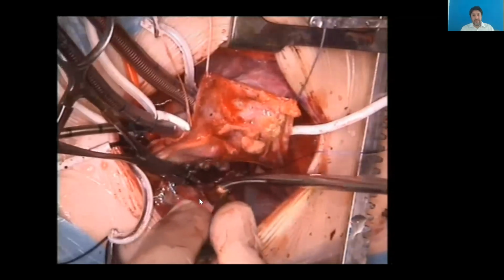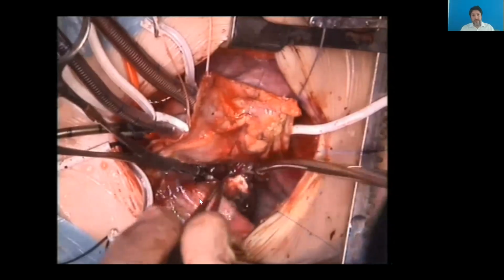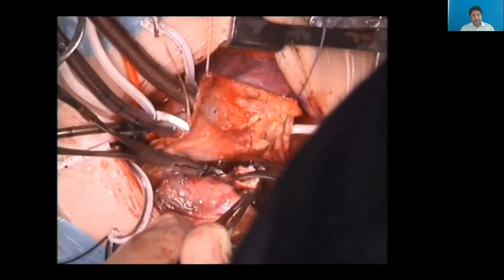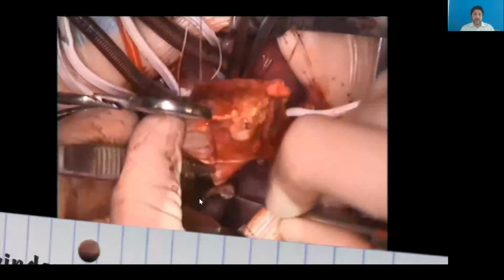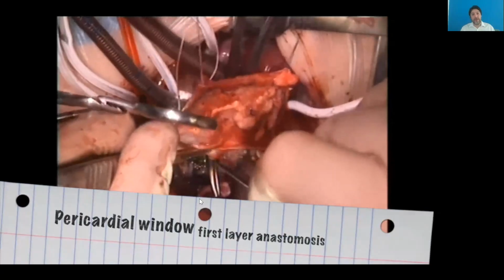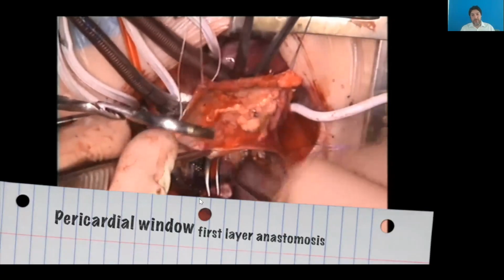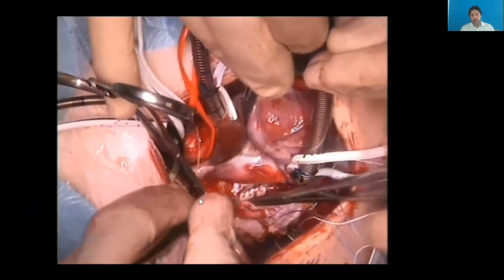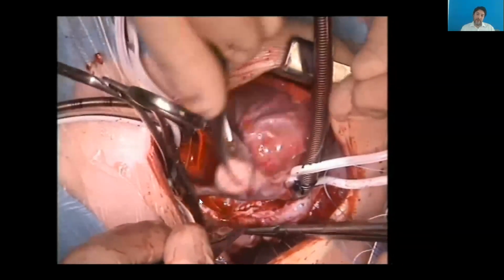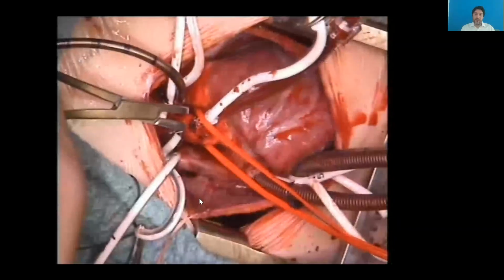There you can see the scimitar vein. They transected it. As you can see, the heart is beating. They have already connected the patient to cardiopulmonary bypass, but there's no need. There you can see the phrenic nerve, which is something we need to avoid. They're looking at it all the time. And then they are suturing the vein to the pericardial sac.